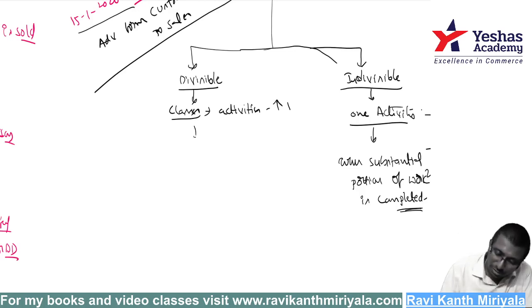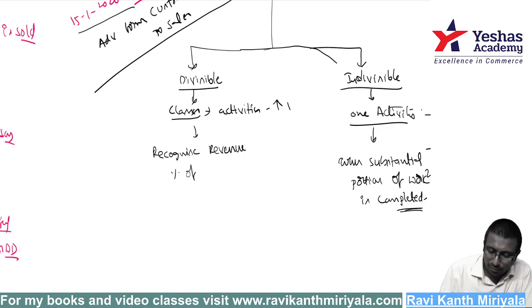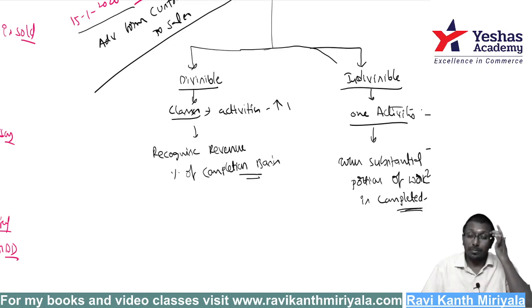That's why if it is divisible, then you have to recognize revenue on a percentage of completion basis. How much percentage of work is done, that much you record as revenue, and how much is not done, you do not.